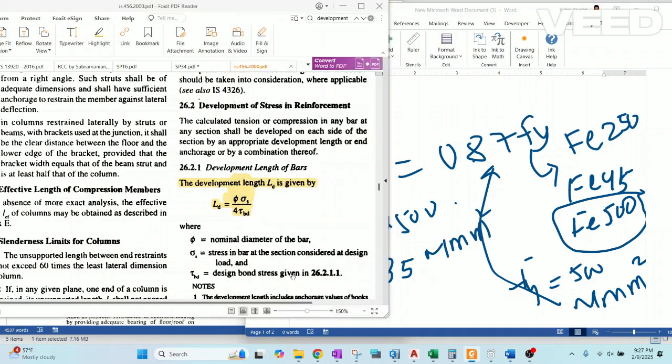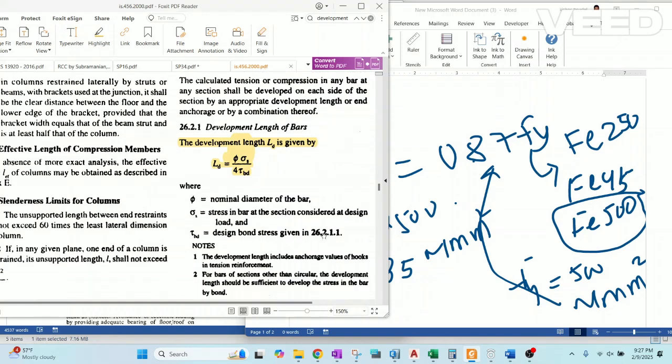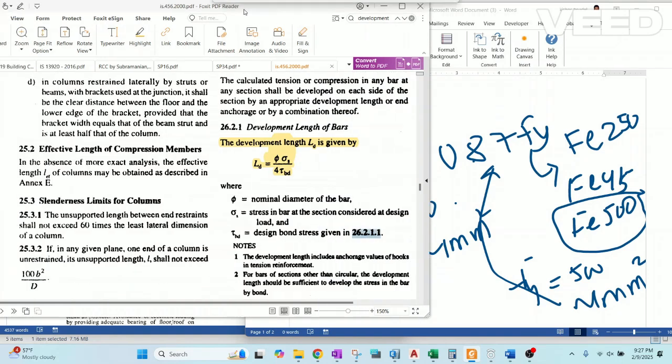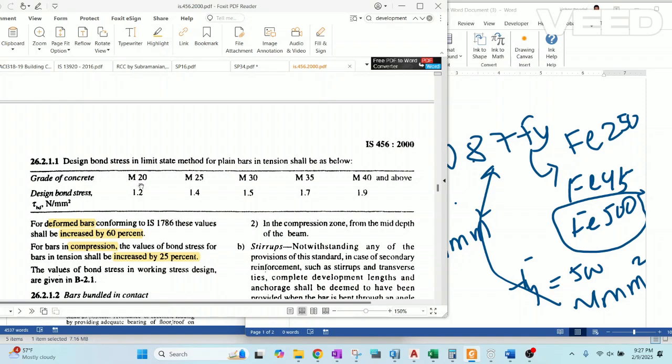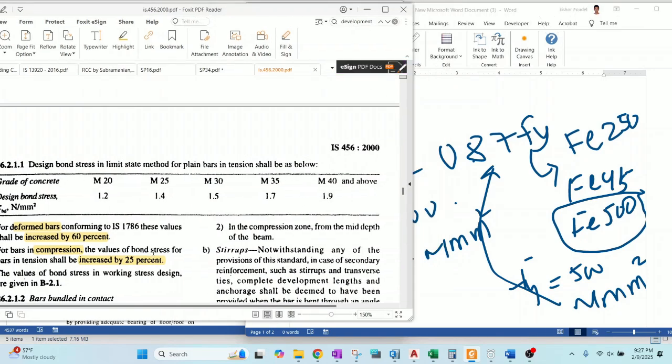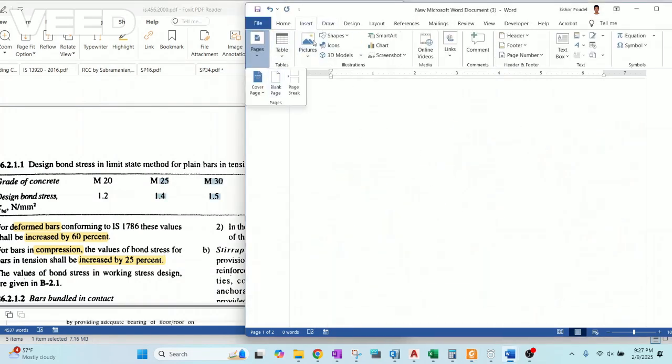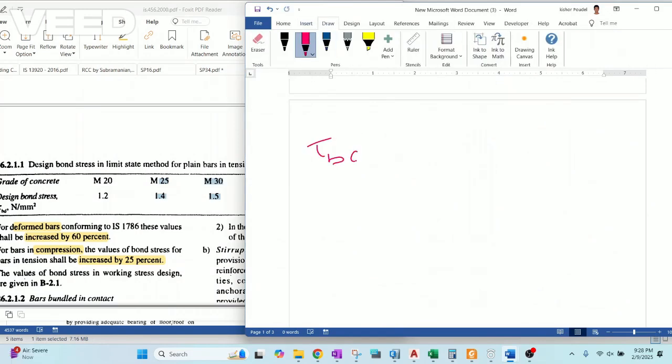Then the design bond stress tau BD value can be seen in the table provided in IS 456-2000. Let's go to that table, and here is the table. It depends on the concrete grade. Depending upon the grade, for example, for M20 the bond stress tau BD is 1.2. Similarly, for M25 its value is 1.4, and for M30 it is 1.5. In this case we are going to use M25, so tau BD is 1.4 Newton per mm square.